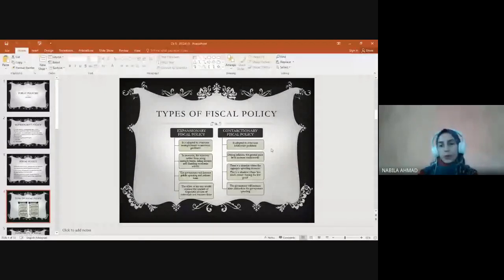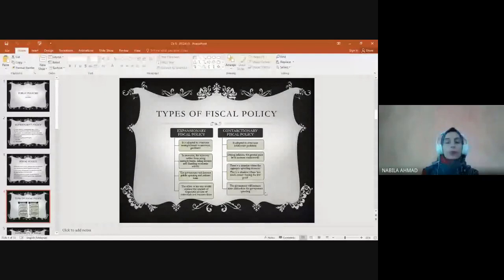During inflation, the general price level increase continuously. There is a situation where the aggregate spending increase. This is a situation where too much money chasing for too few goods. So the government will increase tax and reduce the government spending. So government akan increase the tax dan reduce spending. Maknanya bila government increase the tax, orang yang ada banyak duit ni dia kena bayar tax. So kuranglah di spend. Kita nak dia kurang untuk spend. Bila dia kurang spend, inflation punya masalah tu akan berkurangan.